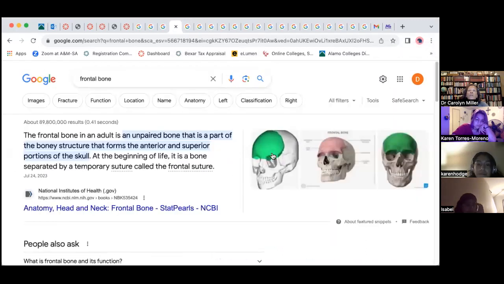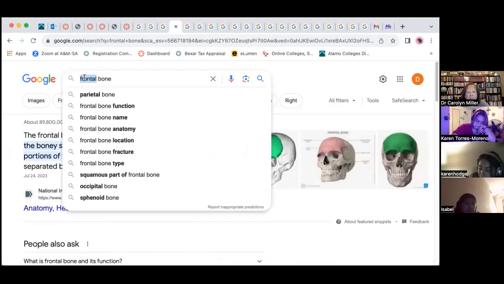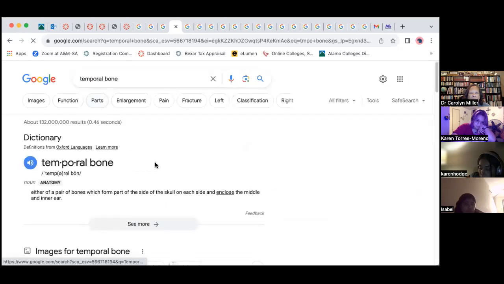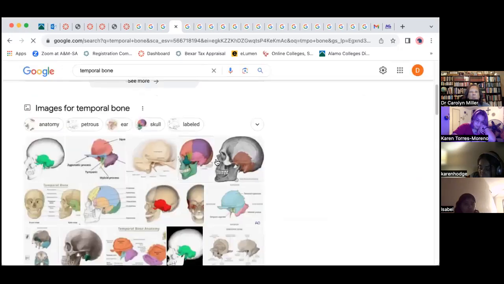Frontal bone, perfect. Bam, there it is. Name the bone in green. I think it was temporal on there too. Oh. Name the bone in red. Red. I could pick any of these.